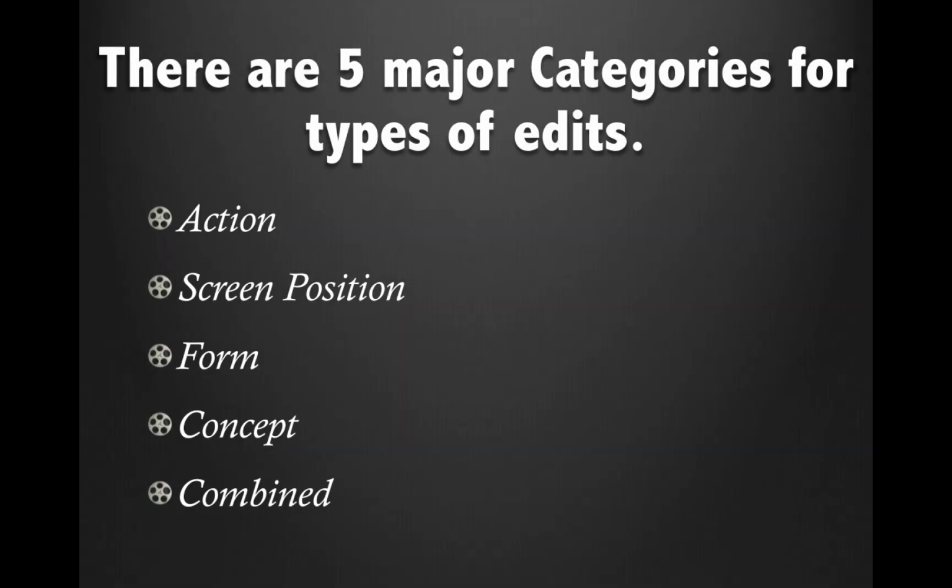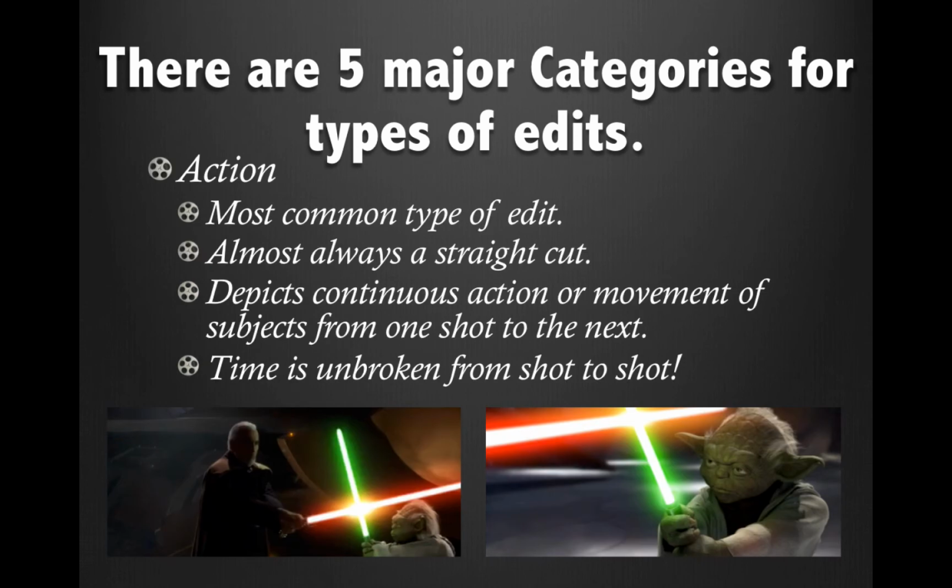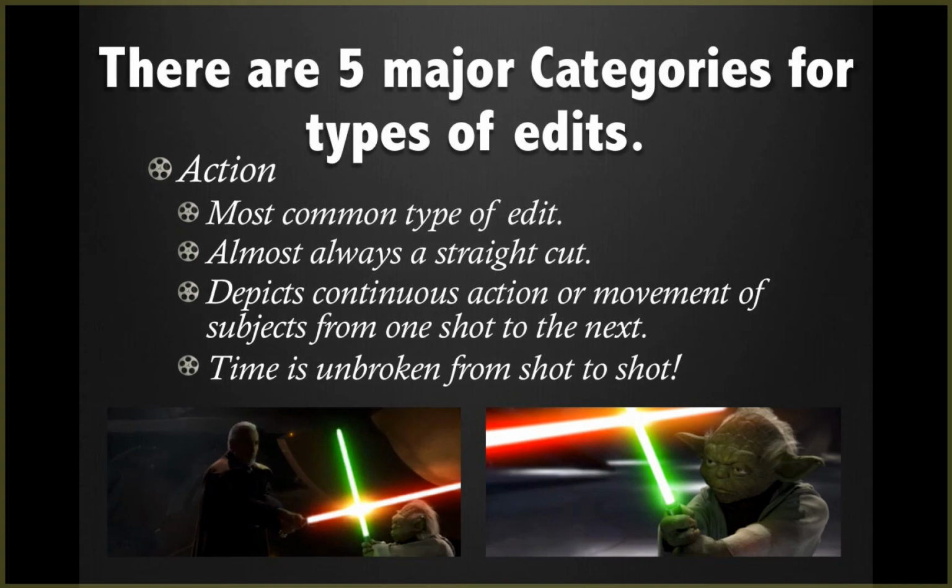So let's start with action. An action edit is the most common type of edit. It is almost always a straight cut, sometimes called a butt cut, or just a cut, and it depicts continuous action or movement of subjects from one shot to the next. Time is unbroken from shot to shot. So an action edit is just your normal kind of edit.